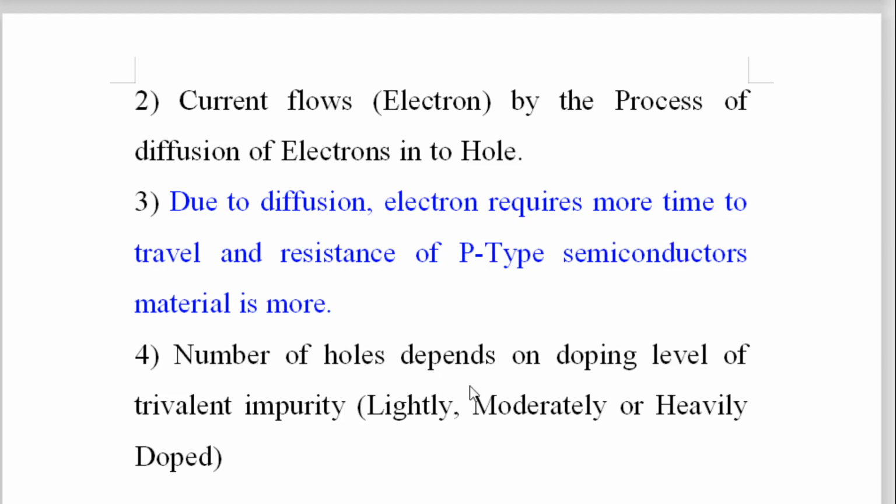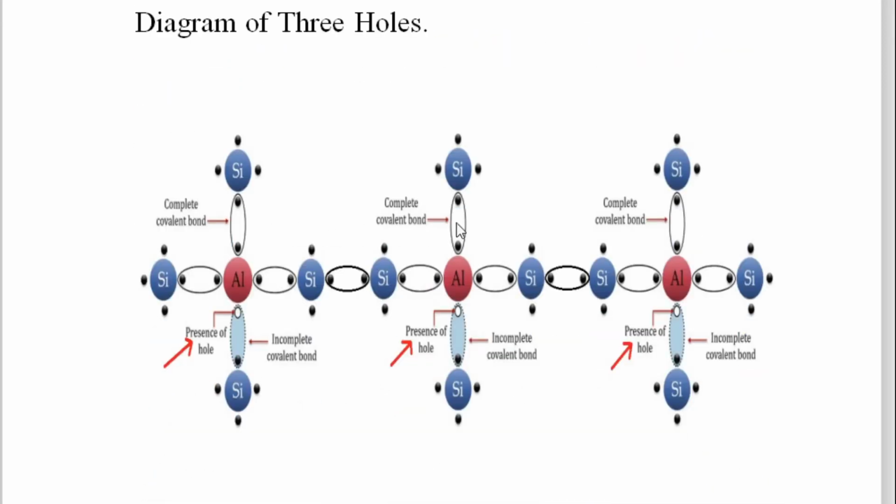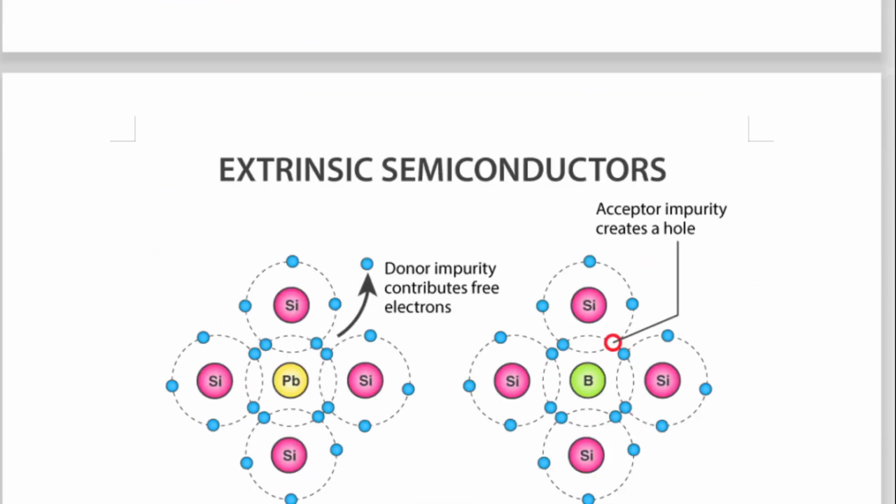The number of holes depends on the doping level of the trivalent impurity. Again, same as before: lightly doped, moderately doped, heavily doped. How many holes you can create depends on how many trivalent impurity atoms you have added. Here I have shown the creation of three holes: one aluminum atom, second aluminum atom, third aluminum atom. If you add three aluminum atoms in this structure, see here there is one hole, a vacancy of electron, one more hole, and one more hole. So it is very simple.